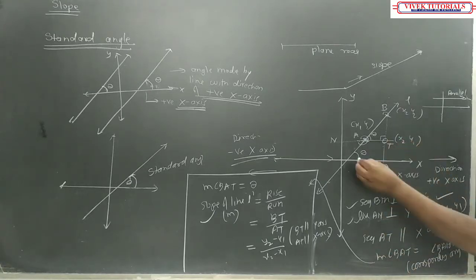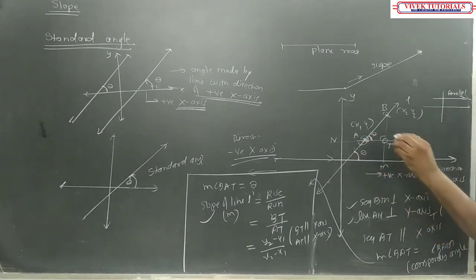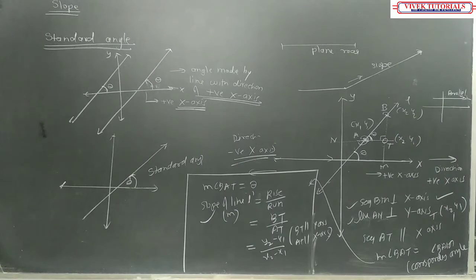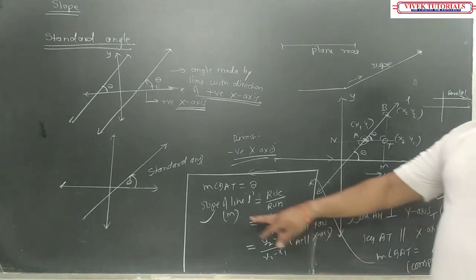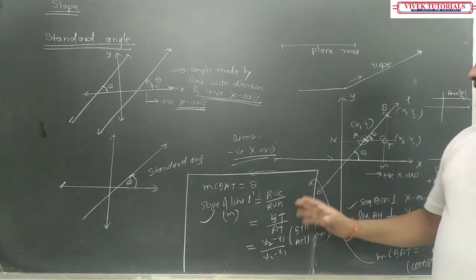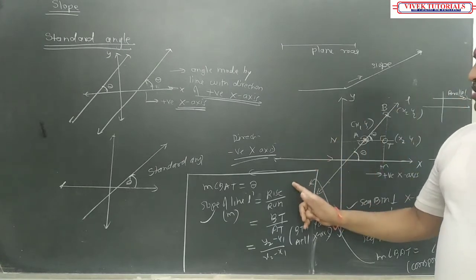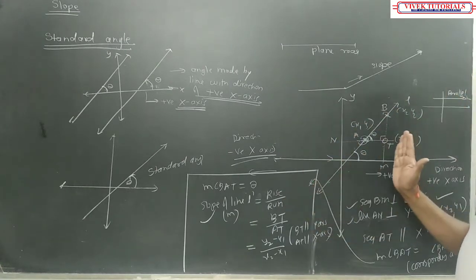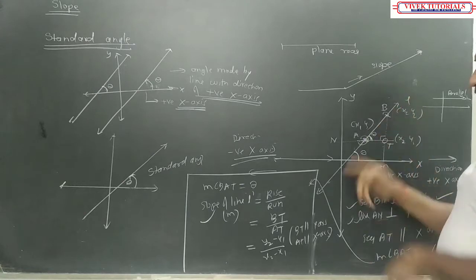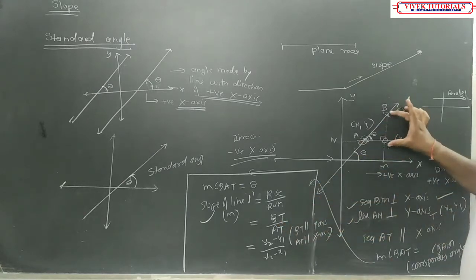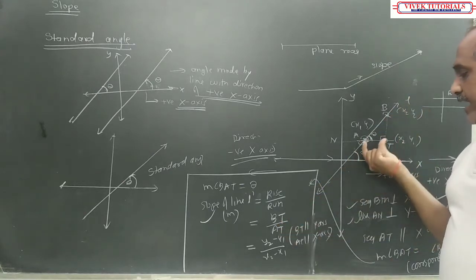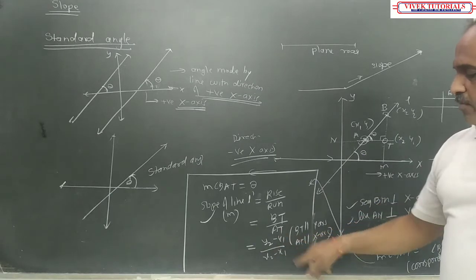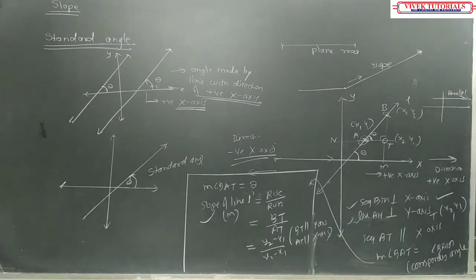AT is parallel to the x-axis, so this angle and this angle will be congruent. If this is 45, then this will also be 45 degrees. Is it right? So what is the slope of line L? The basic idea of slope is rise and run. This is the rise and this is the run. So rise by run: the rise is BT and the run is AT. So the slope is y2 minus y1 upon x2 minus x1.